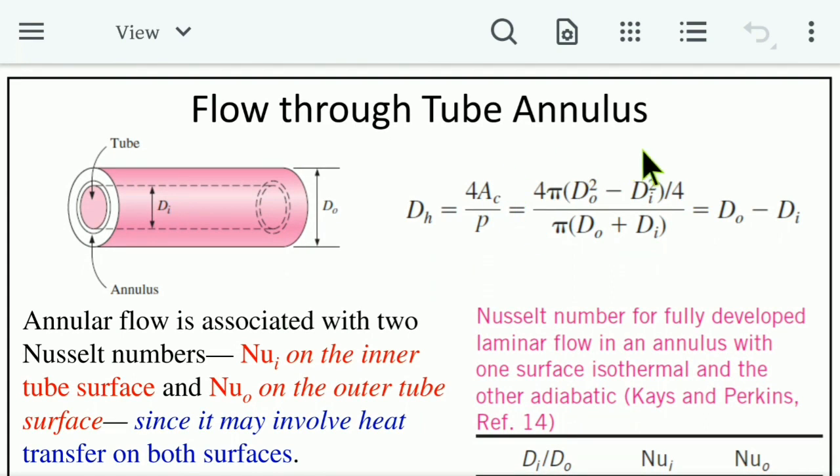Flow through tube and annulus. This one is the tube, and this one is the annulus, with Di, Do, so inner diameter, outer diameter. Dh is equal to 4Ac divided by P. Ac means pi into Do square minus Di square divided by 4, and P is pi into Do plus Di. That gives 4 pi (Do plus Di) into (Do minus Di), so Do plus Di cancels and only Do minus Di remains.